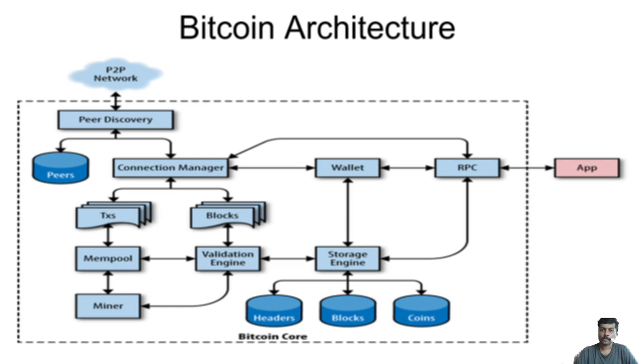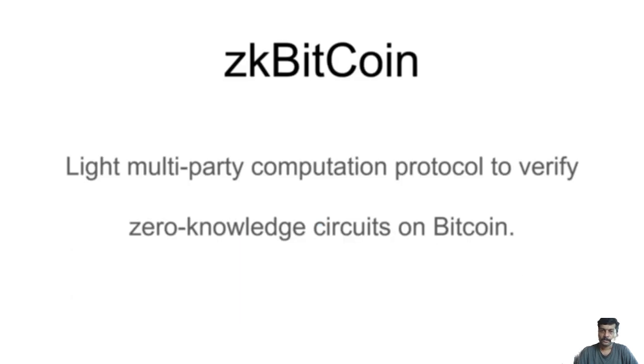So to make it faster and to make the smart contracts programmable or accessible in the chain, a lot of layer 2 protocols have come up, and I'm going to speak about zkBitcoin, which is a layer 2 protocol which follows SMPC and zero knowledge proof related things, so that developers can program the smart contracts and get the benefit of the data availability layer from the Bitcoin chain. So zkBitcoin is nothing but a light multi-party computation protocol which verifies the zero knowledge circuits. That means that zero knowledge circuits are the layer 2 part of Bitcoin.